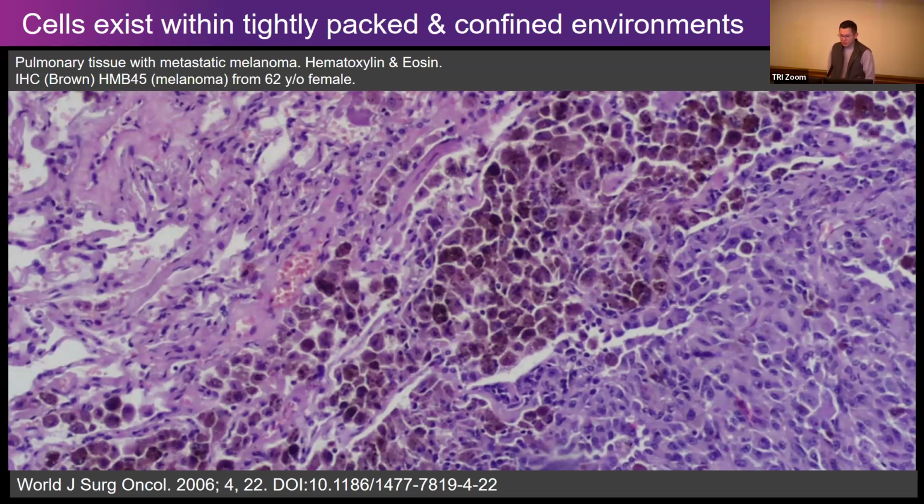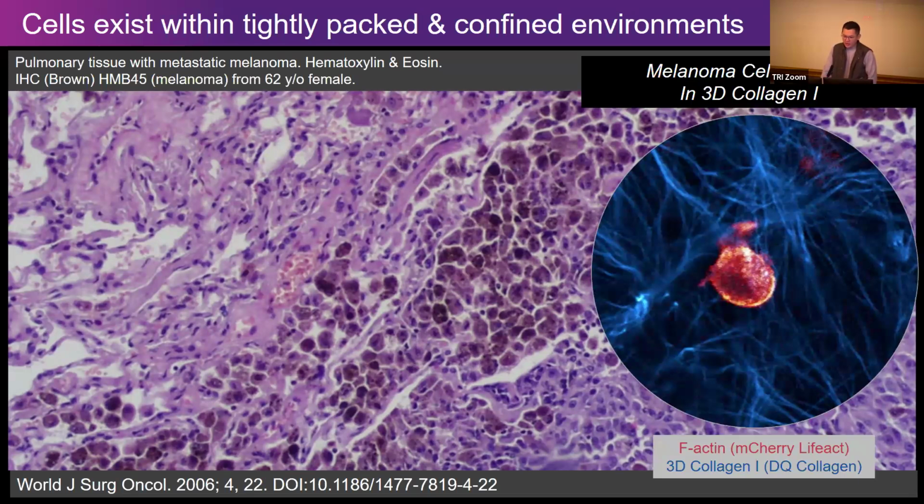This is a snapshot in time. It's a very detailed snapshot, but it doesn't permit us to look at the spatial dynamics and also the temporal dynamics that occur as cells invade through tissues. And that's what our lab does.